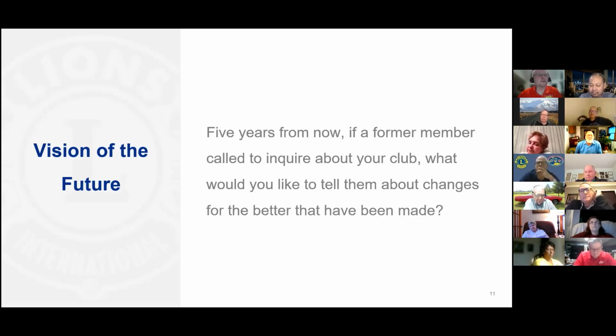That is awesome. And if we move to room three, Gordon from 5M3, Lion Gordon, what would you like to be able to tell that former member that has changed about your club that made it better? We, our group, we want to see a greater visibility. We want to talk about what our club has done. We want to know what the community looks back and understands about our club.